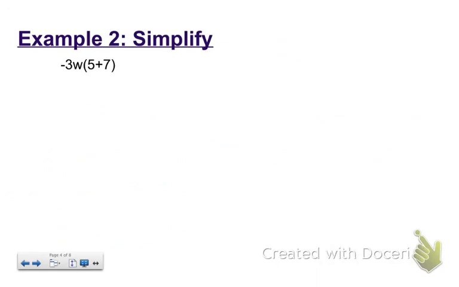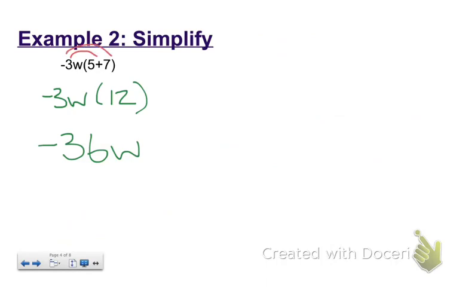Alright, example 2. In this case, there's sort of two ways that you could do it, and both are acceptable. So because 5 and 7 can be combined because they're like terms, technically you can just add them together and then multiply. You don't have to distribute. So we get -3w times 5 plus 7 is 12. And then it just becomes -3 times 12 is -36w.